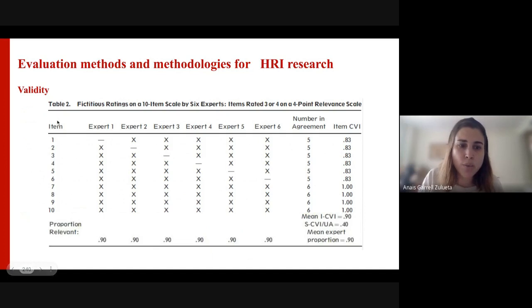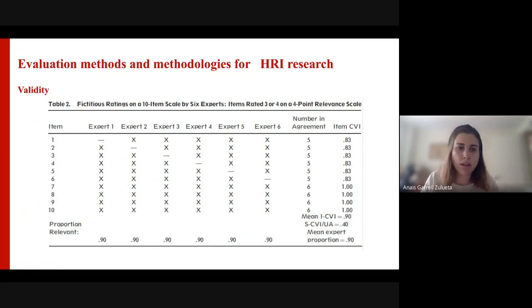You have a questionnaire with 10 questions, and you have 6 experts, and those experts say if that question is relevant or not. For instance, for the first one, we saw that we have a number of agreement in 5, so the item CVI is 80%, and for instance, 7, 8, 9, 10, it's 100% of agreement, and you have all these measures. Okay?